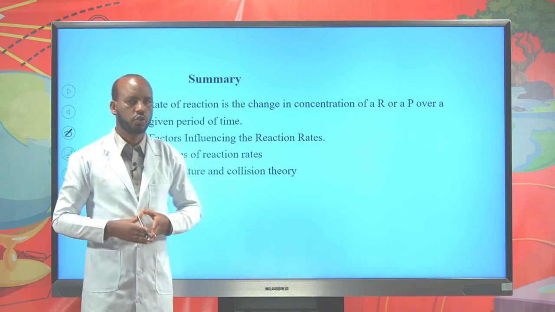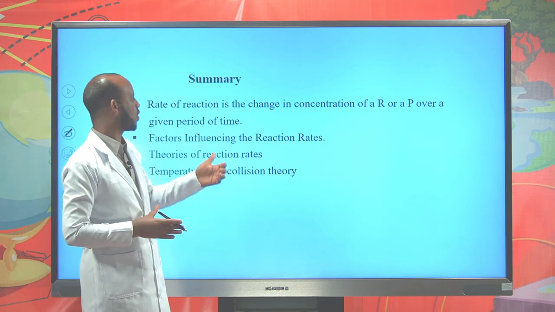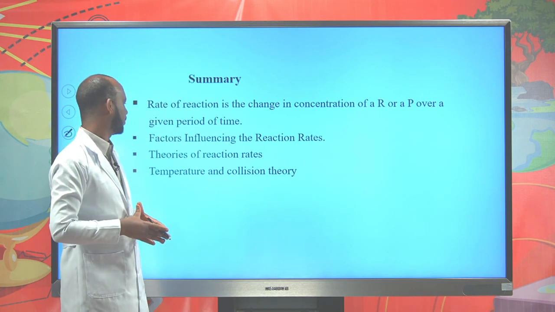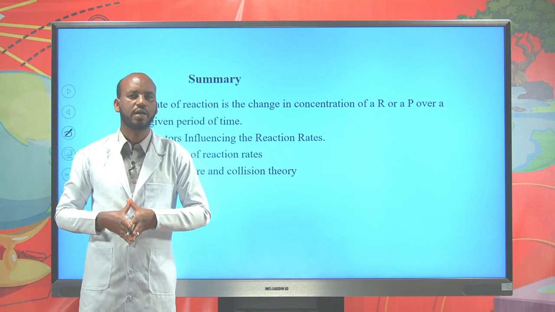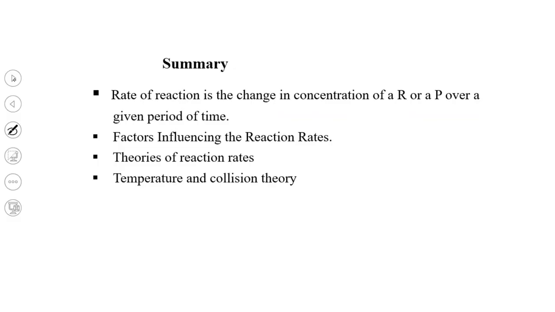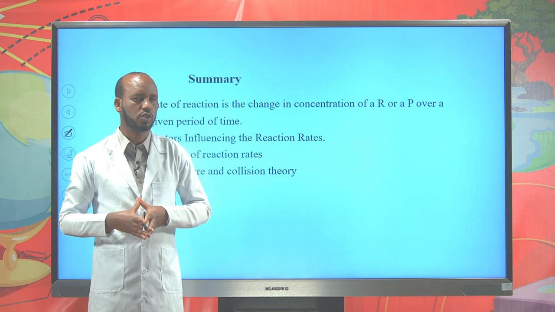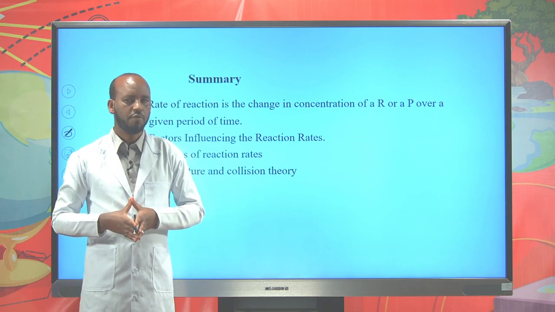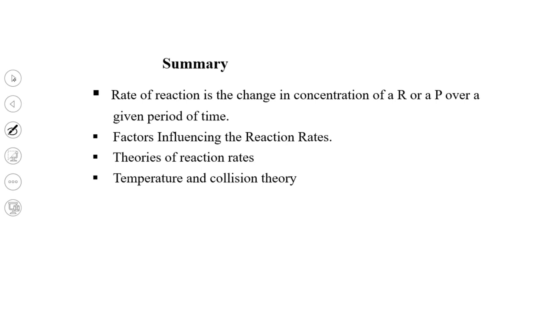Students, in today's lesson, we learned about the rate of a reaction. The rate of a reaction is the change in concentration of reactants or a product over a given period of time. Factors such as temperature, concentration, surface area, catalyst, and so on, are factors which affect the rate of the reaction. We learned theories of reaction rates. The two important theories which help us to understand the rate of the reaction are collision theory and transition state theory. According to collision theory, for a reaction to take place, there must be collision between reacting species. We learned the temperature dependence of the Arrhenius equation.